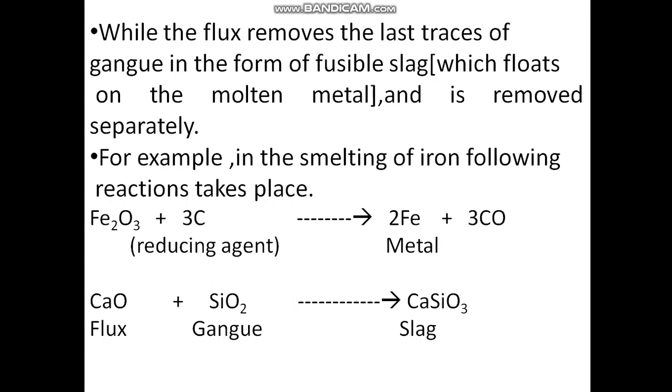So smelting is nothing but the process in which we can get copper or iron very easily as a pure form of the metal. This was all about smelting. Thank you.